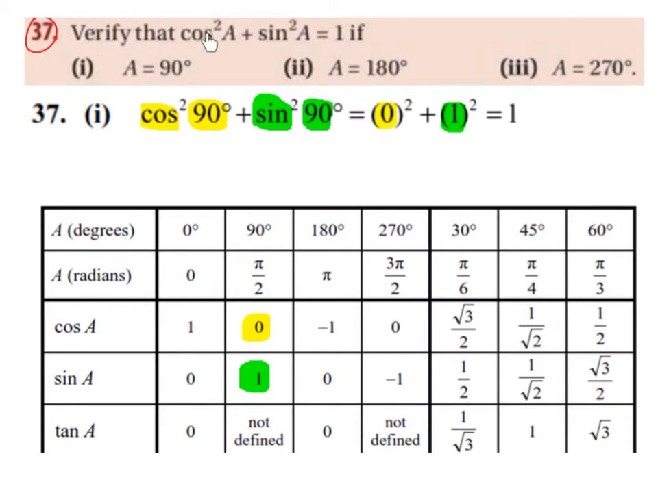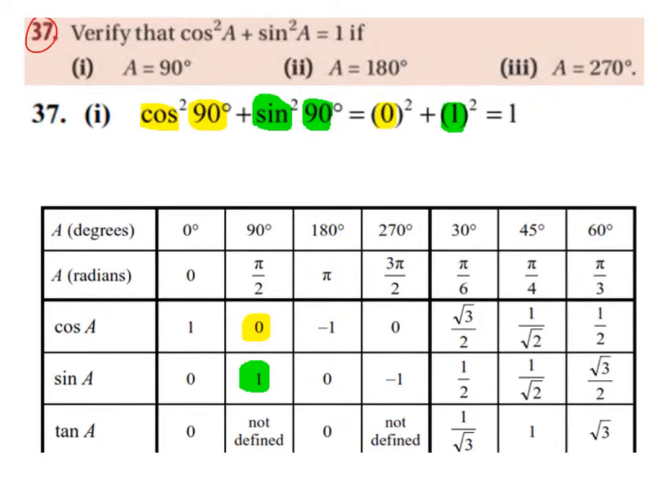Verify that cos squared a plus sine squared a is equal to 1 if a is equal to 90 degrees, a is equal to 180 degrees, and a is equal to 270 degrees. So let's start with a equal to 90 degrees. So we're going to swap the a for 90 degrees in cos squared a, and we're going to swap the a for 90 degrees in sine squared a.